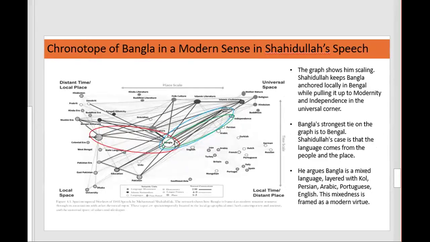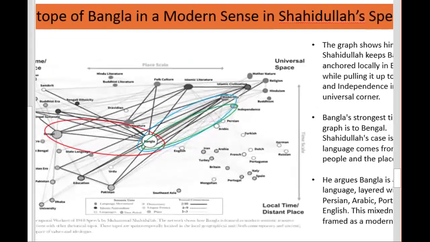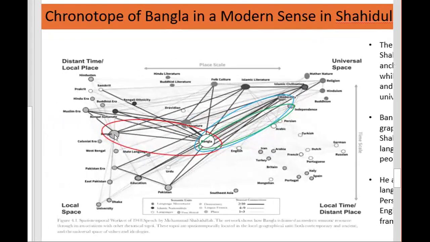So you can see that the strongest connections of Bangla are with Bengal. So Bengal is a geographic space that is contemporary and local. This is a thick line as opposed to these other ones, which are thinner. The edge lines are not as co-occurring as the thick lines. The other ones are modernity and independence. Those are concepts in the universal space, but they co-occur with Bangla in thick associations.